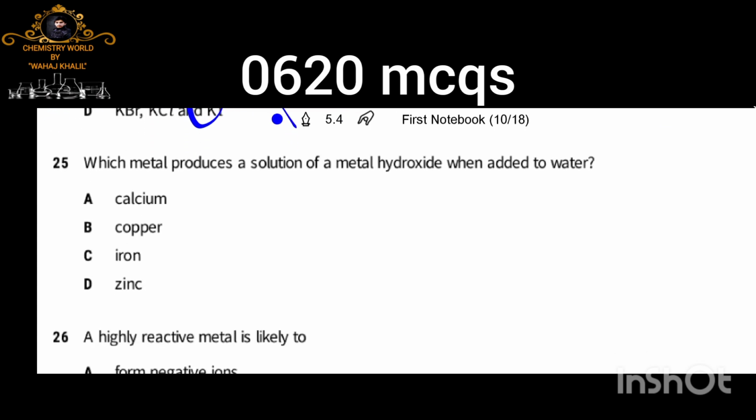Which metal produces a solution of metal hydroxide when added to water? Is it calcium? Is it copper? Is it iron? Is it zinc? The next three, B, C, and D, are transition elements, and option A is the most reactive one. So option A is the right option. Calcium, Ca(OH)2, calcium hydroxide.